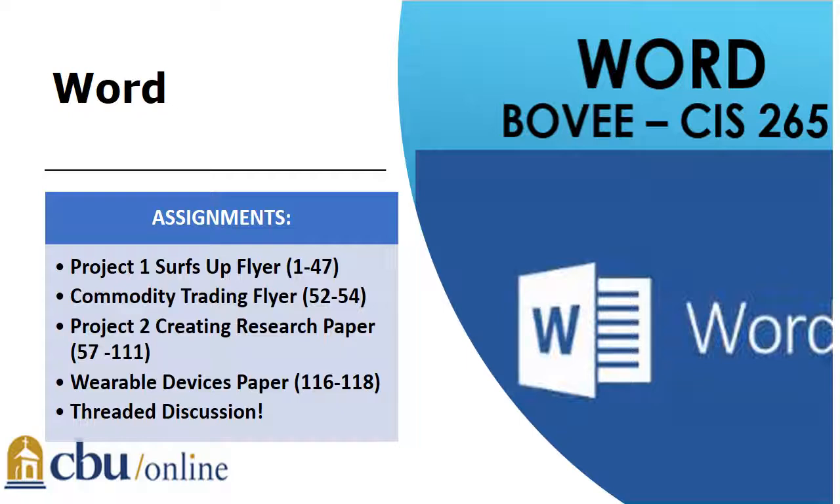You'll need to do a fourth assignment, which is a second research paper called the wearable devices paper. And again, we have a step-by-step tool that will walk you through the process of creating a research paper. So we have a step-by-step tool for both the flyer and the research paper that you can use to learn the basic concepts in each of those 2 major assignments. And then you'll work on your own using your understanding for the other 2, for the wearable devices paper and the commodity trading flyer. And the final thing I'm looking for is for you to complete the threaded discussion.